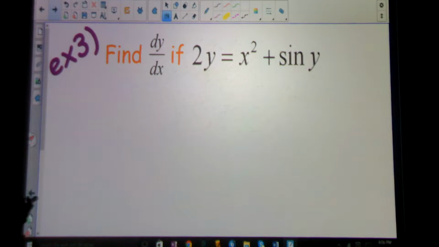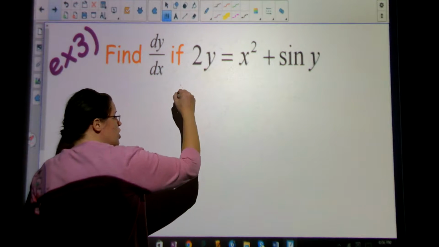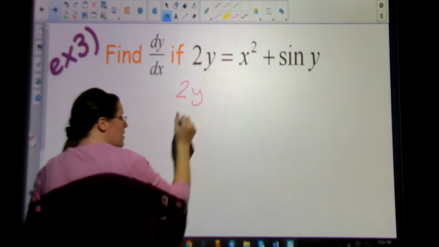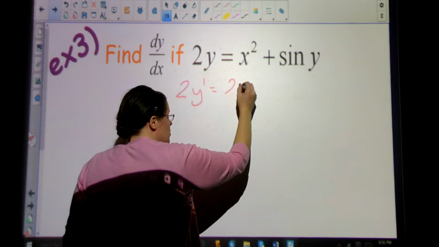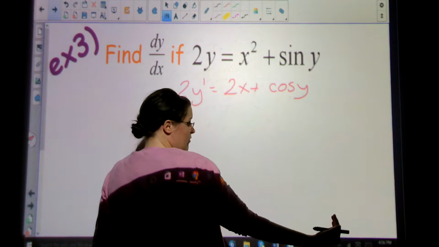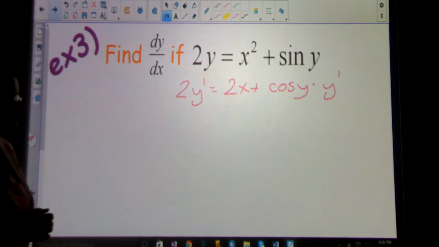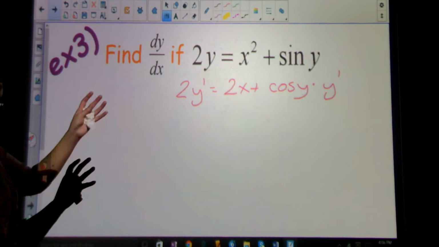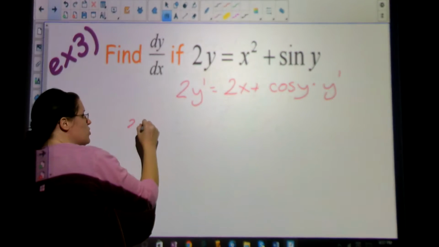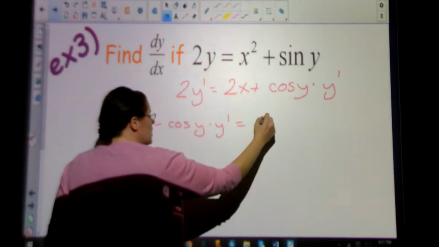Okay, so let's find the derivative of dy dx. Once again, it's another way of saying y prime. So take the derivative, that is just 2, but you took the derivative of y, multiplied by y prime. Here is 2x. Derivative of this is cosine y, but you took the derivative of a y term, multiplied by y prime. Now we need to get all of our y primes on one side. So I'm going to subtract this term to get it over here. So I have 2y prime minus cosine y times y prime equals 2x.